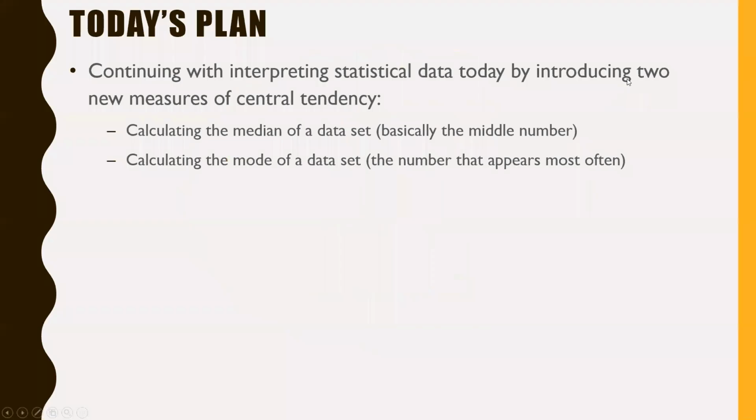Let's get started. So today's plan, continuing with interpreting statistical data today by introducing two new measures of central tendency. This is going to be calculating the median of a data set, which is basically just the middle number. The median is the middle number. We'll talk about that in a bit, though. And then the other thing we're going to cover today is the mode. And the mode is just the number that appears the most often.